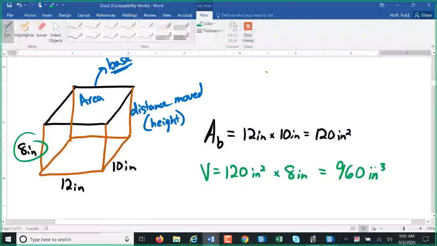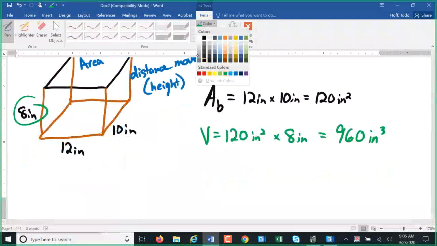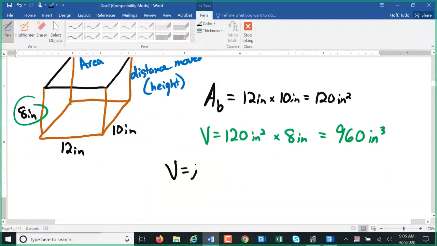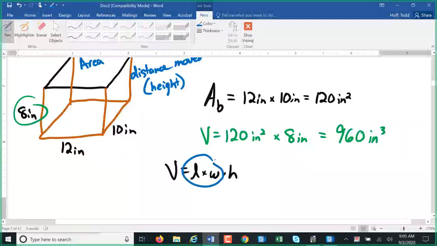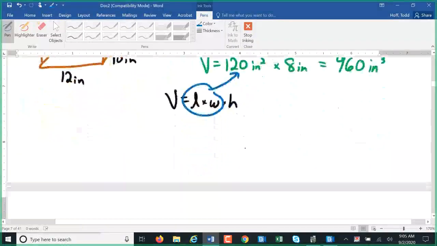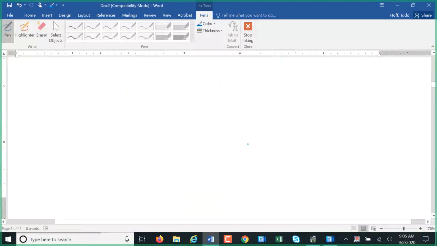Now, many of you have seen volumes defined as simply length times width times height. Well, that's really what we just did here. The length times width is the area of the base. But the reason I define it this way is because we don't always have a simple box. We might have a shape something like this. I'll do this one here.